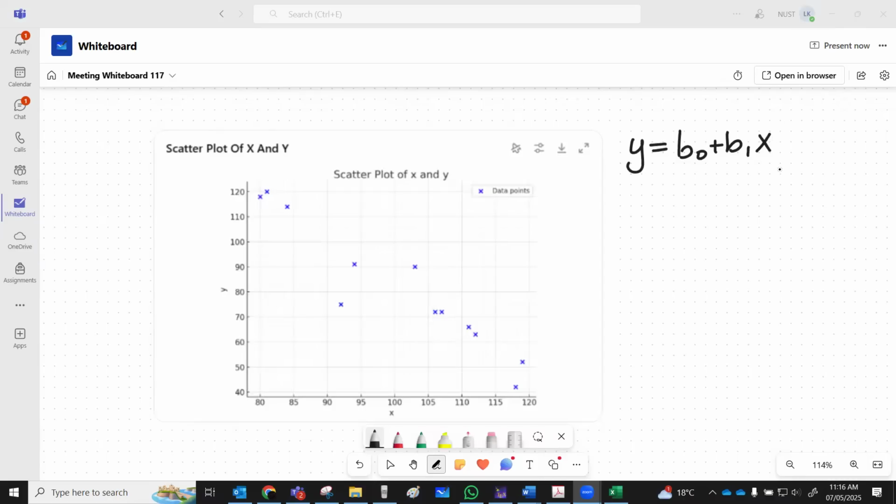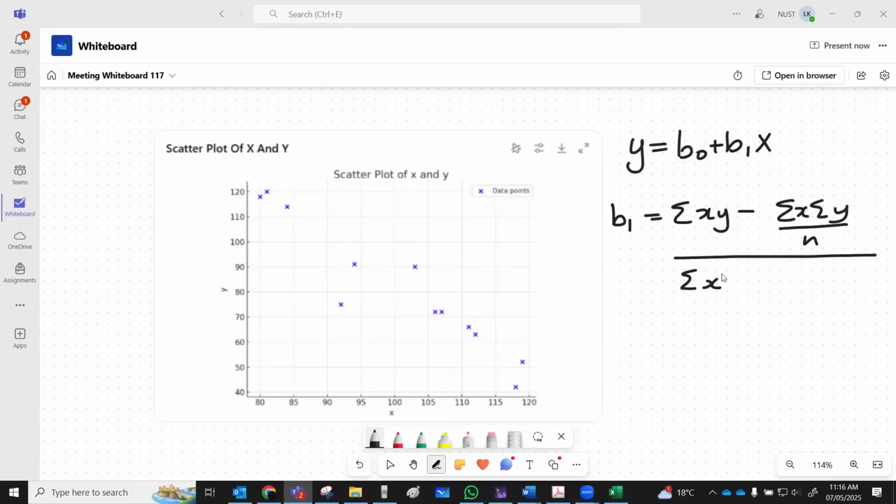We are not going to look at the error term. So this is all we are going to look at. We said first you need to work out your b1. So b1 is the sum of xy minus the sum of x times the sum of y divided by n, over the sum of x squared minus the sum of x all squared over n, okay? And b naught is y bar minus b1 x bar.